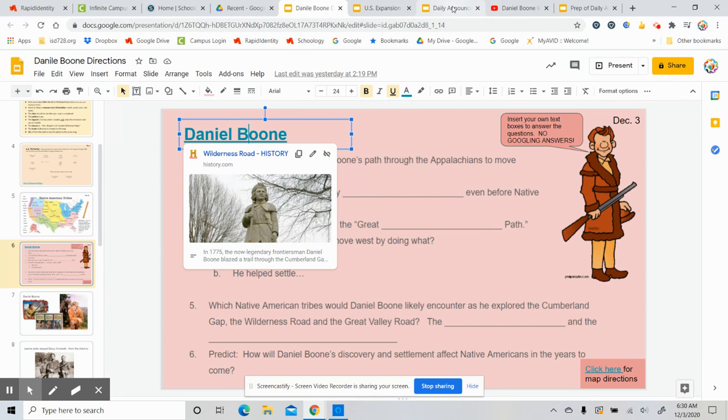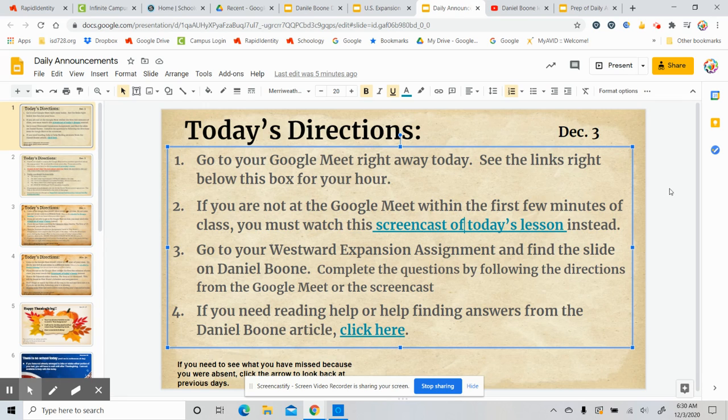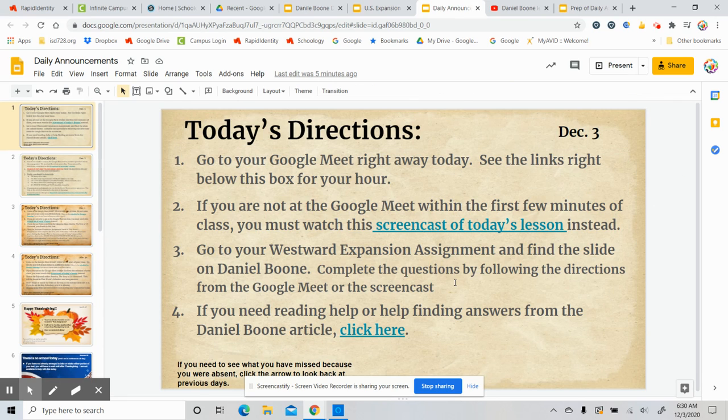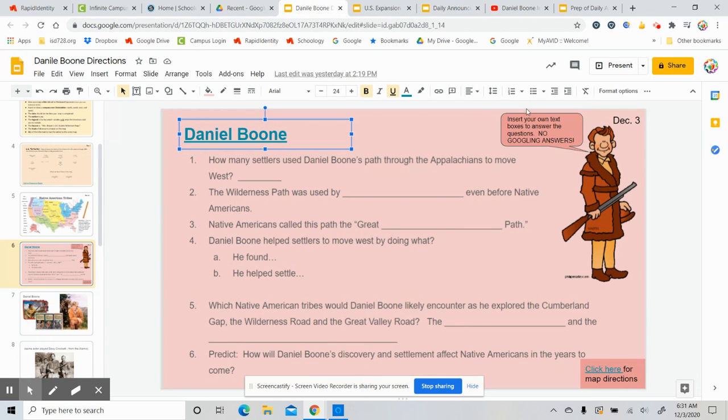If for some reason you would like reading help or you're struggling to find answers for any reason at all, today's direction says if you need reading help or help finding answers from the Daniel Boone article, click here. This is a link to a reading of the chapter, and I'm also helping you find answers. I'll be pausing and helping you figure out what you can write down for some of those answers. Okay, so back to Daniel Boone.